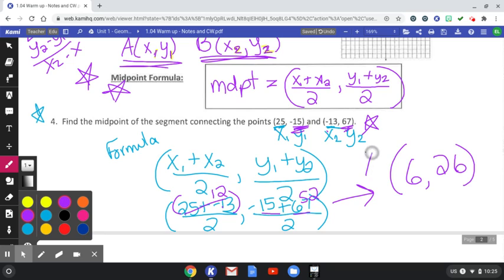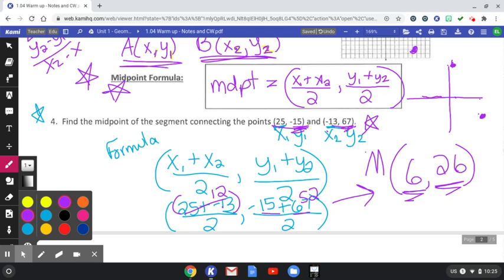So that's the ordered pair for the midpoint. So here's your x value of the midpoint and the y value. If we think about this a second, 25 over and 15 down would be one point. Negative 13 over and 67, really, really tall, would be that other point. That 6, 26 would be the midpoint, a little bit over and pretty far up. So this is a smidge of a sketch to represent these three ordered pairs.